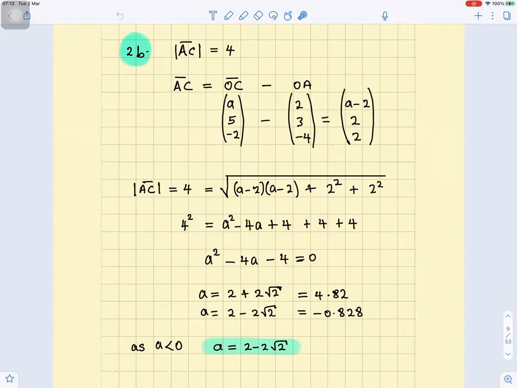Now you can use your calculator. You will get a to be 2 plus 2 root 2 and a to be 2 minus 2 root 2. But as a is less than 0, we will use a is equal to 2 minus 2 root 2.